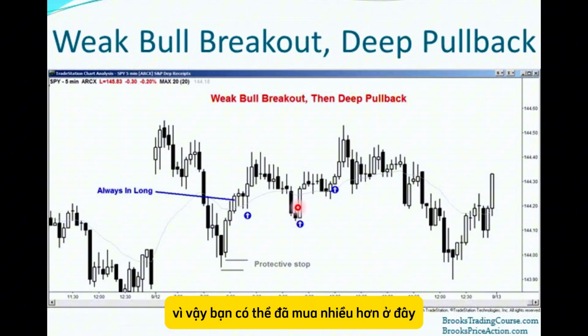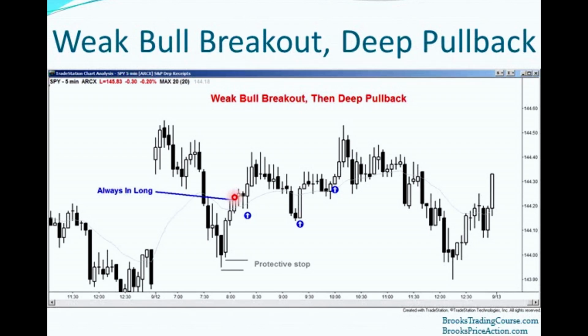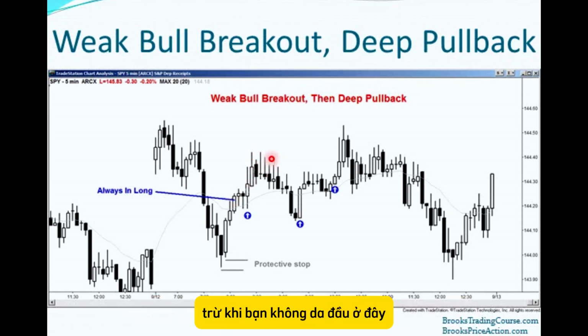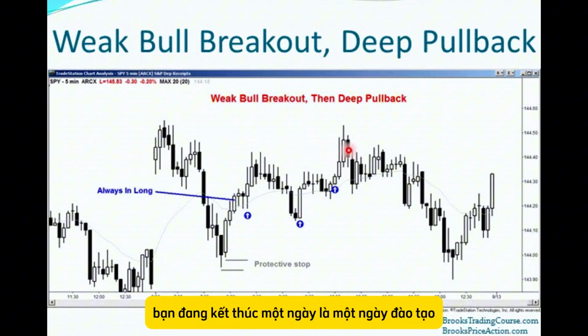So you may have bought more here. If you bought here your full size position, and so you could not scale in long, and let's say you did not scalp out here, you'd hold long through this pullback and rely on your stop, looking for a second leg up. The market has an obvious second leg up here, but a 2-bar reversal, bear bar near the high of the day, probably at this point you're concluding the day is a trading range day.